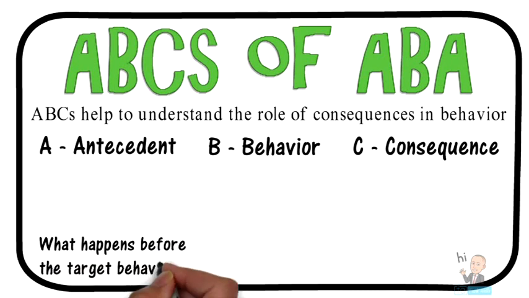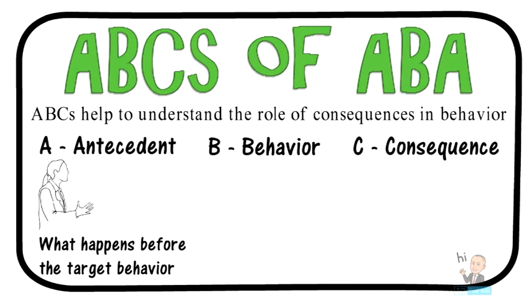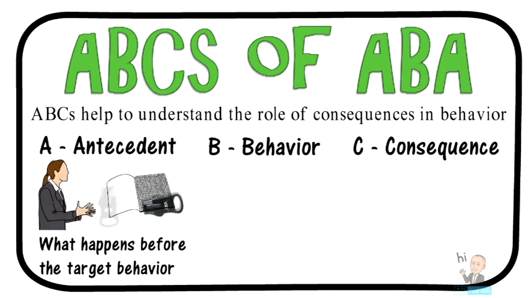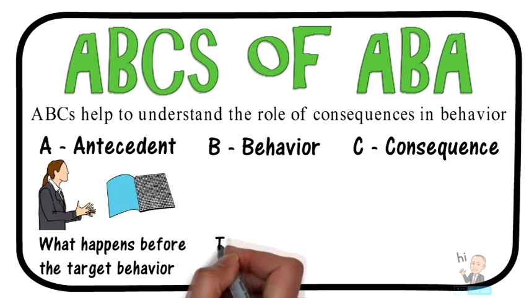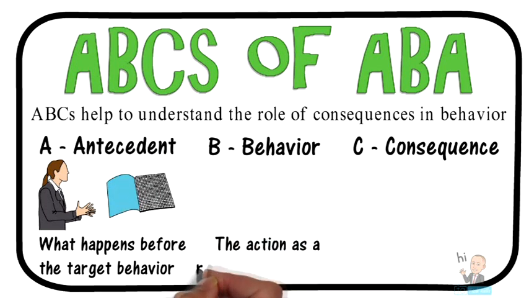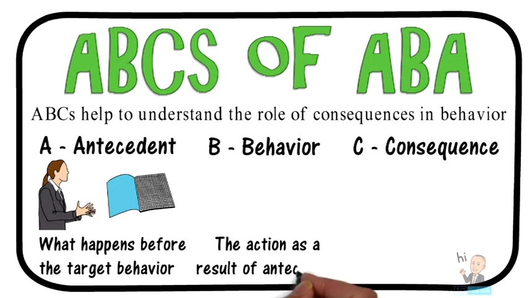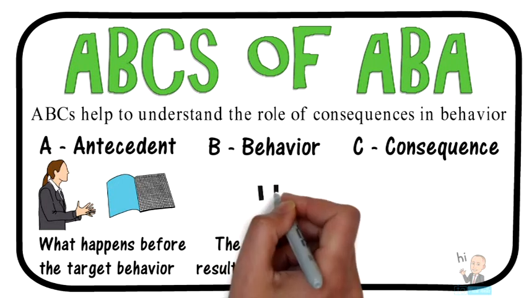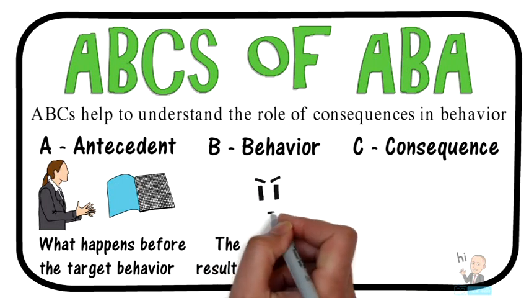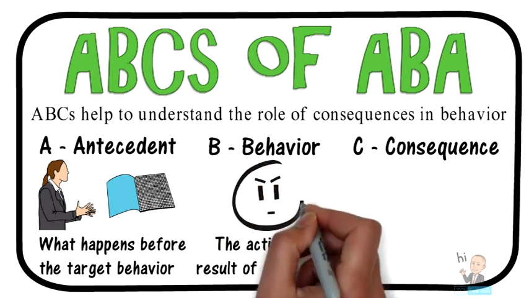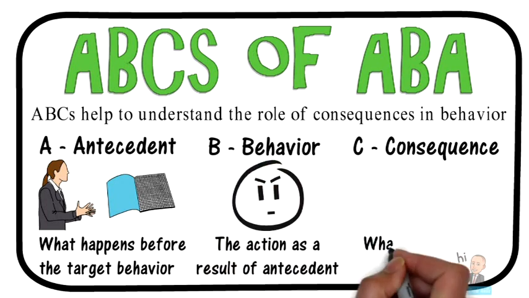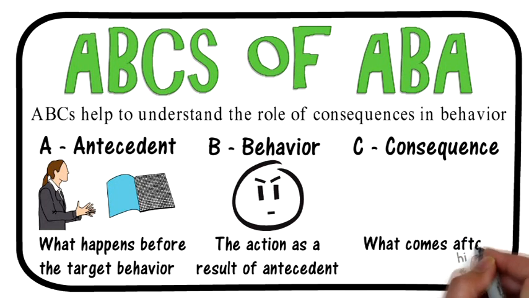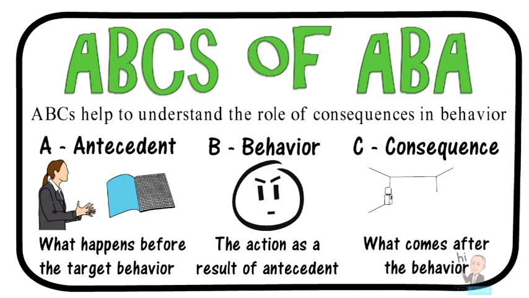For example, first the teacher lectures and then assigns 5 pages of work. The behavior is the action as a result of the antecedent. So maybe the student yelled at the teacher or a student, and the consequence is what comes after the behavior. So the teacher sent the student to the guidance counselor's office as a result of yelling.